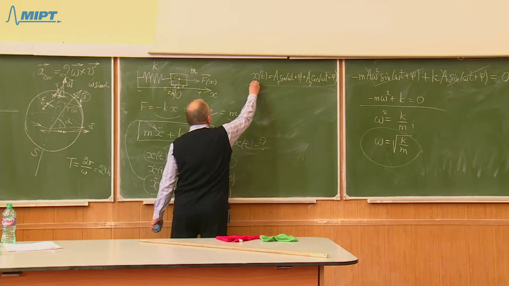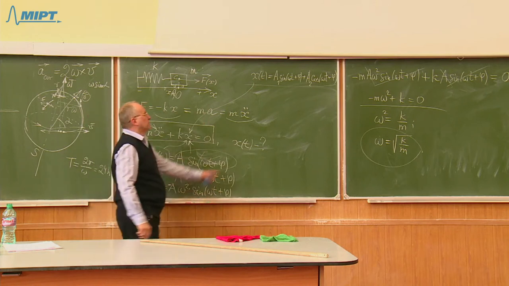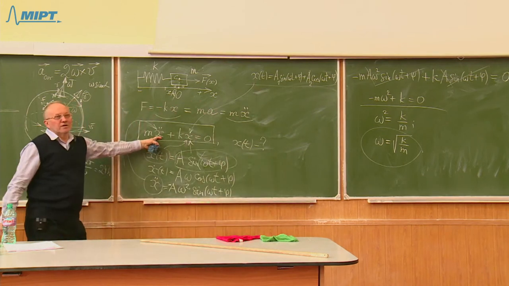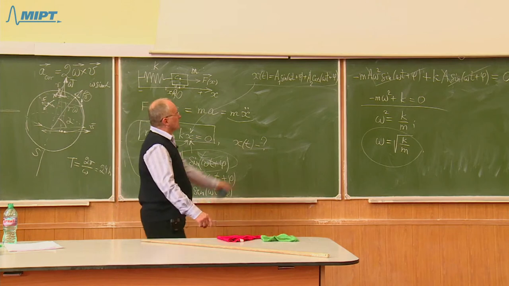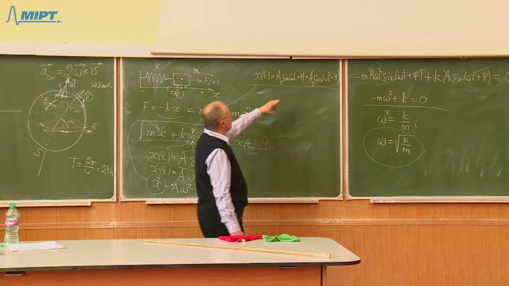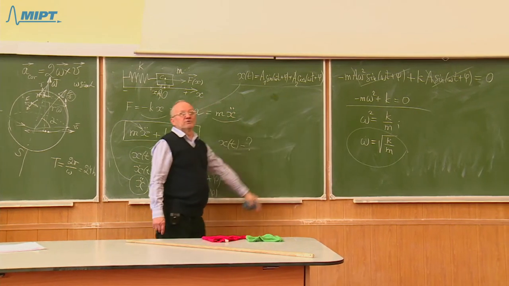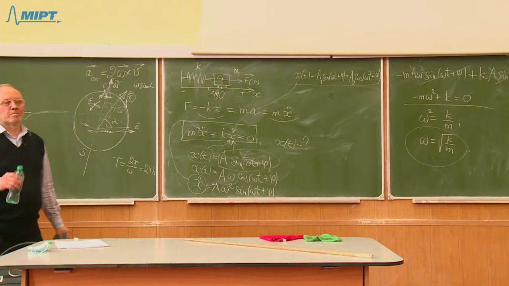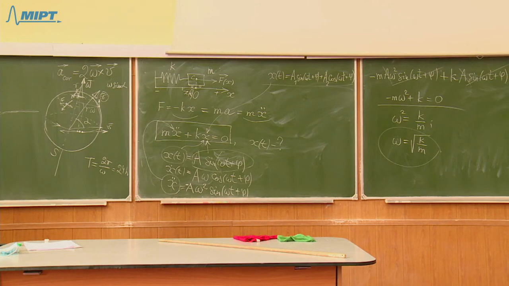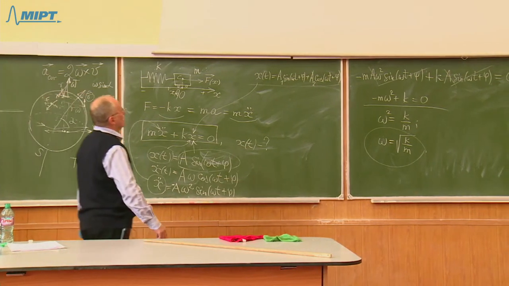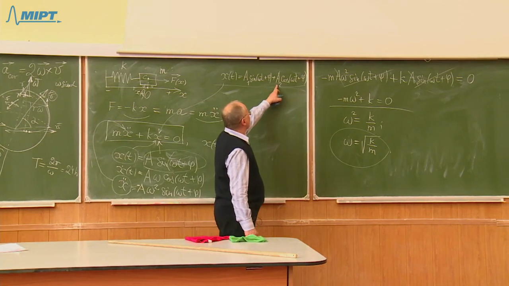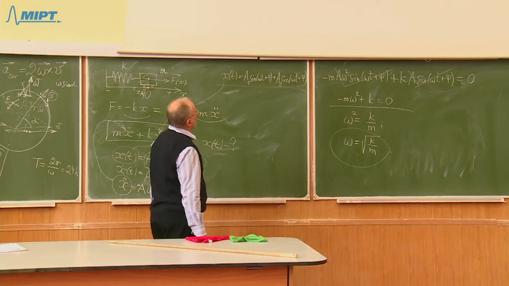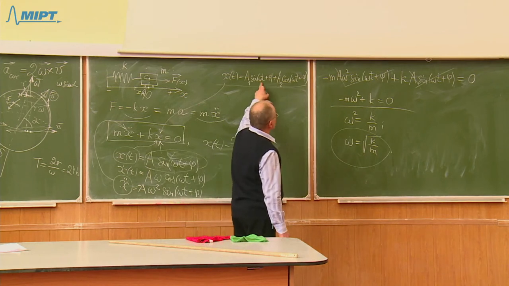If you take this function and substitute it here for x, and if you differentiate the function once and then twice, and take the second derivative and substitute it here, and carry out all similar calculations, you will find that this function is also a solution to this differential equation. Where amplitudes A1 and A2 are arbitrary, and this number phi is also arbitrary, but omega is definite.